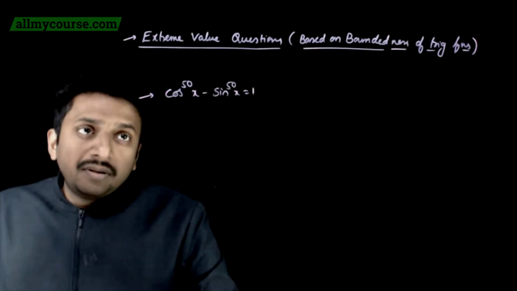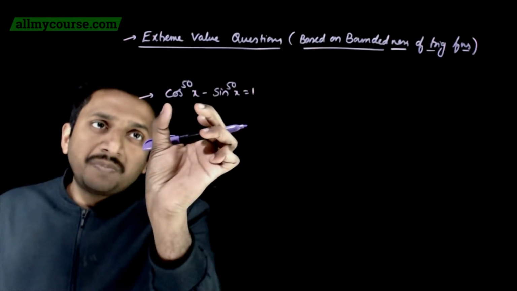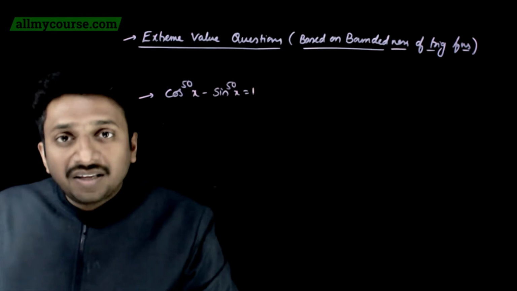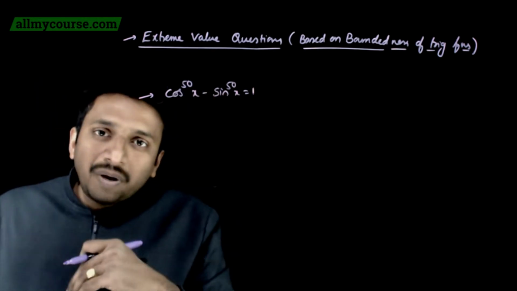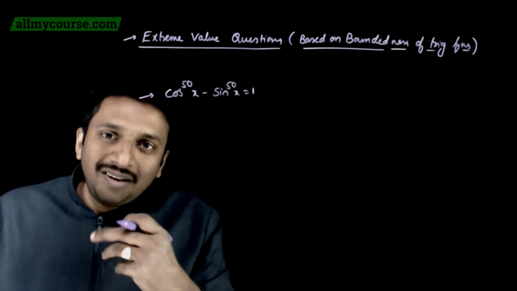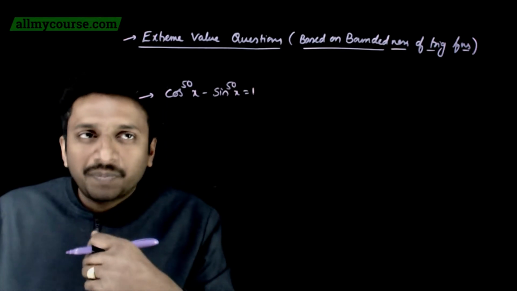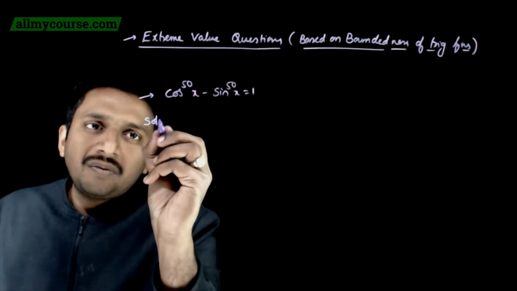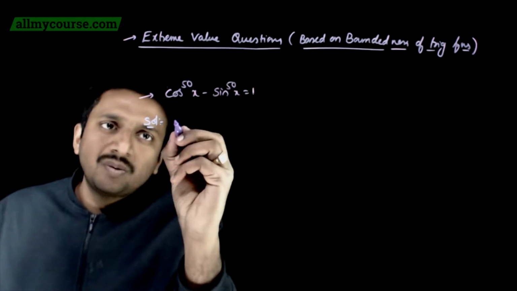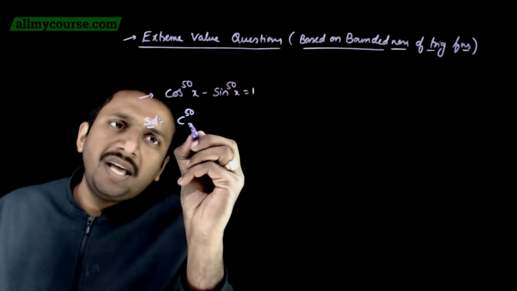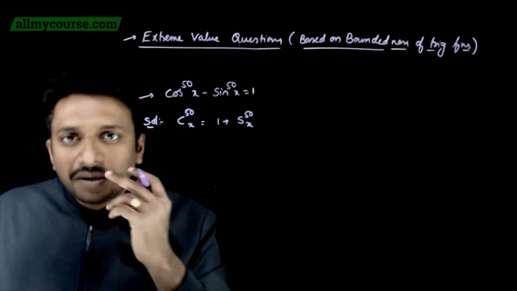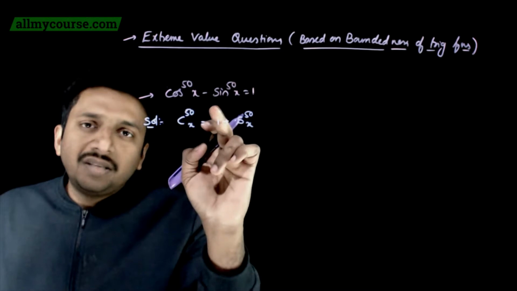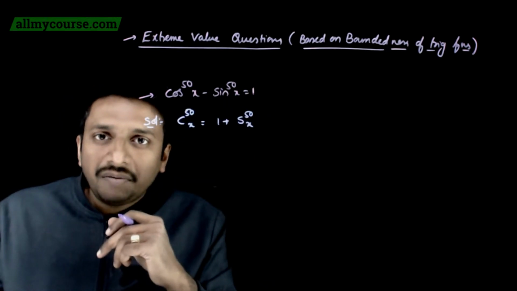So in this question, you're given the equation cos power 50 x minus sin power 50 x is equal to 1. You're asked to solve this. Obviously, a power 50 equation, a degree 50 equation, cannot be solved directly. So this question is based on the boundedness property. So what I do is cos power 50 x is equal to 1 plus sin power 50 x, right?